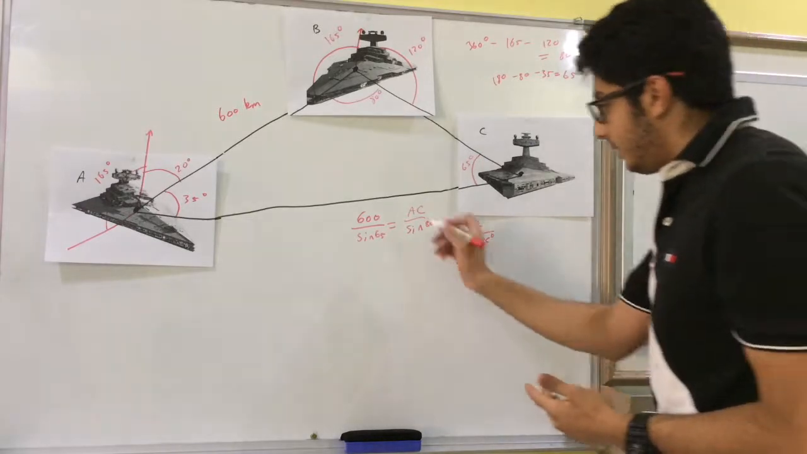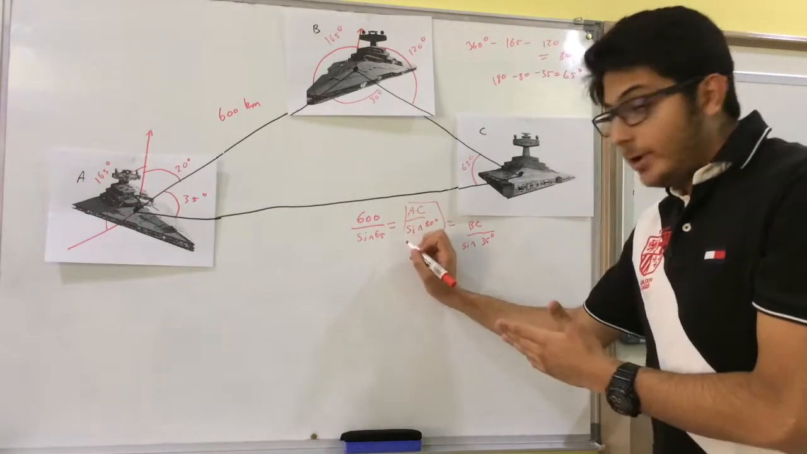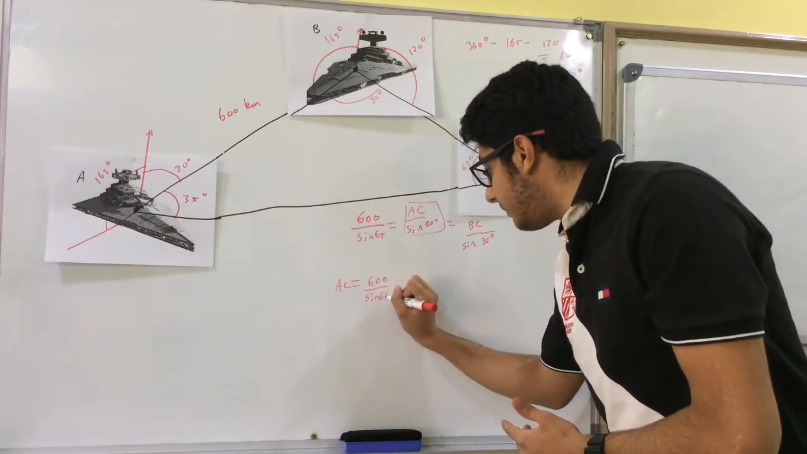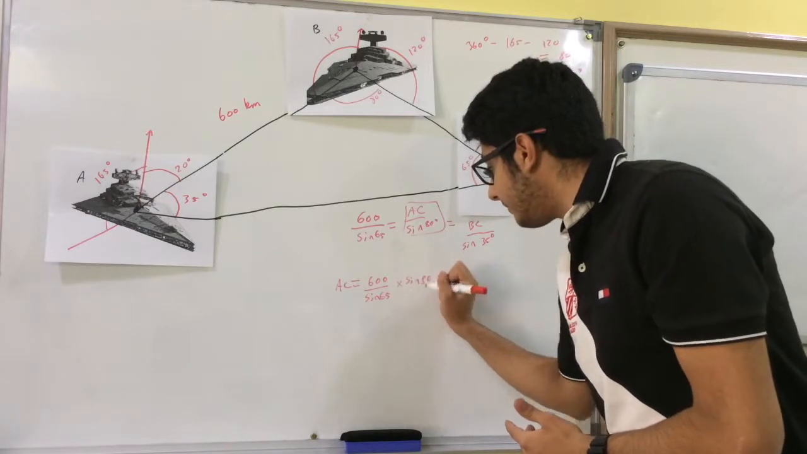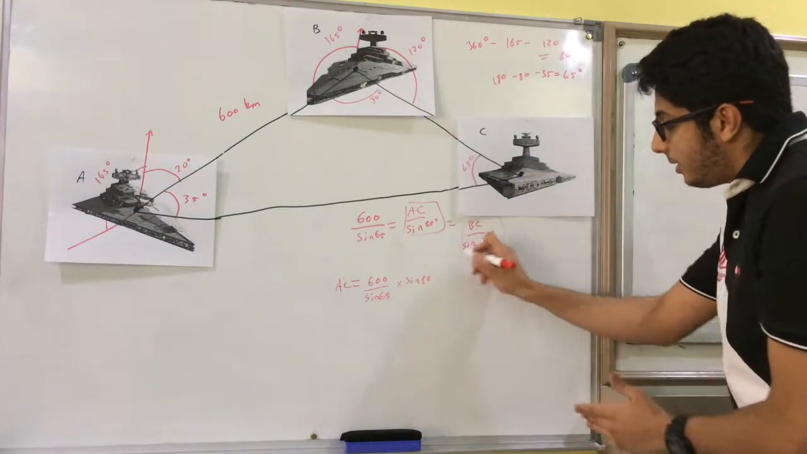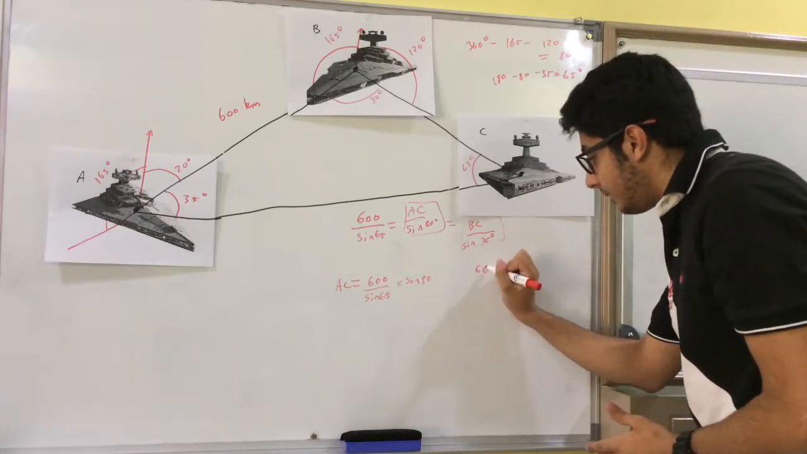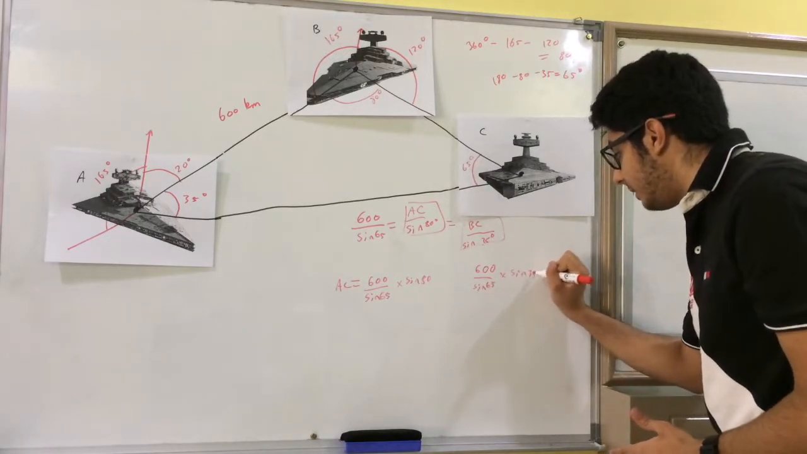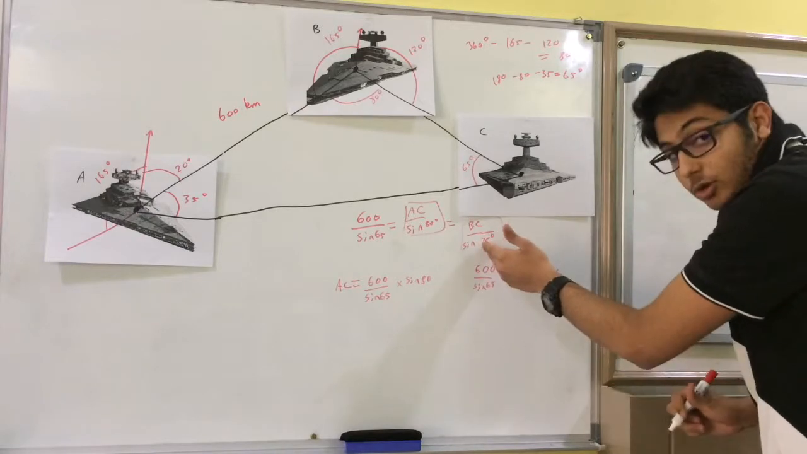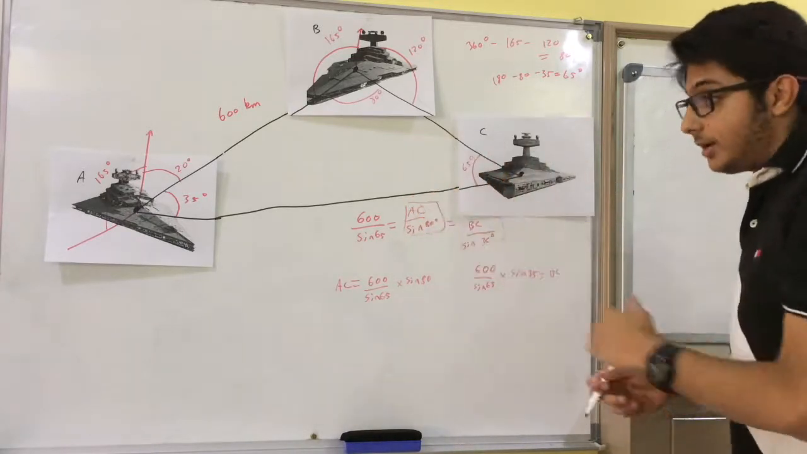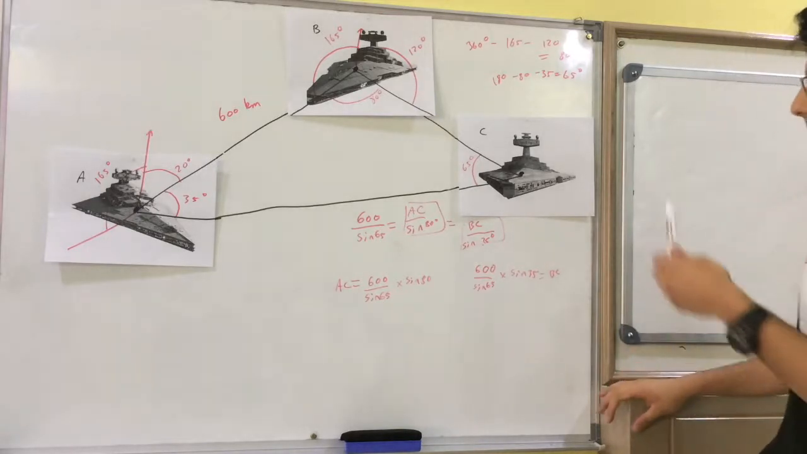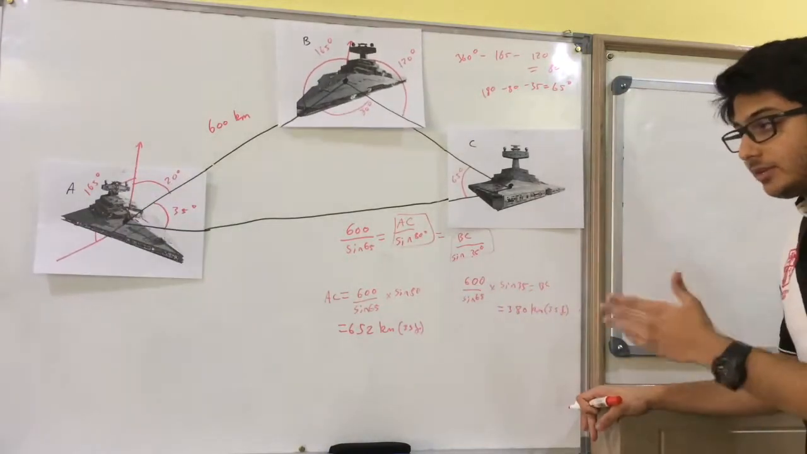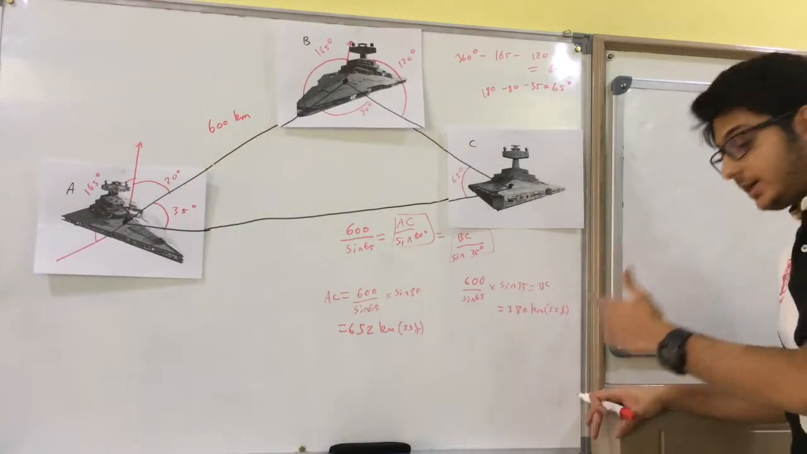Now, do them separately. So let's do this first. Rearrange it, and you get AC is equal to 600 over the sine of 65 multiplied by the sine of 80. Now let's do this one. Rearrange it, you'll get 600 over the sine of 65 multiplied by the sine of 35, and that's going to give you BC, because this is the denominator, so you just multiply to move it to the other side. Okay, this is just solving equations. And that should give you AC is 652 kilometers to 3 significant figures, and BC is 380 kilometers to 3 significant figures.